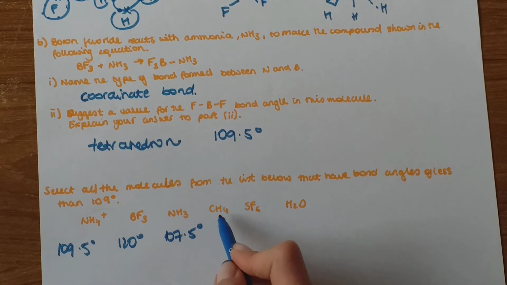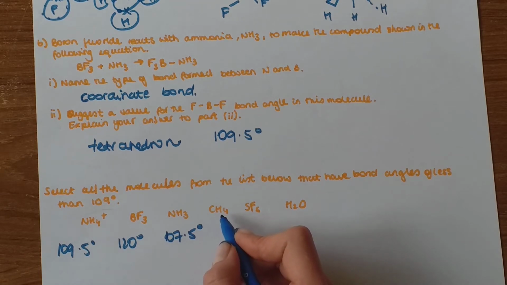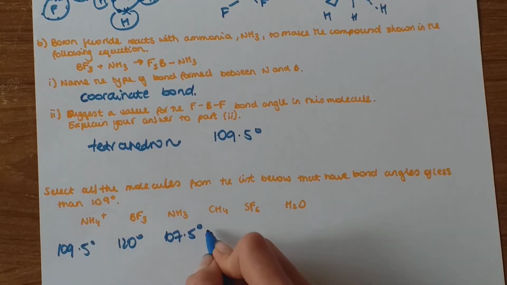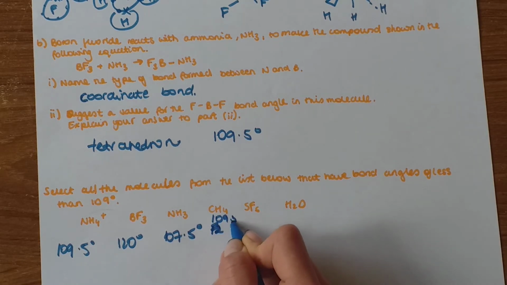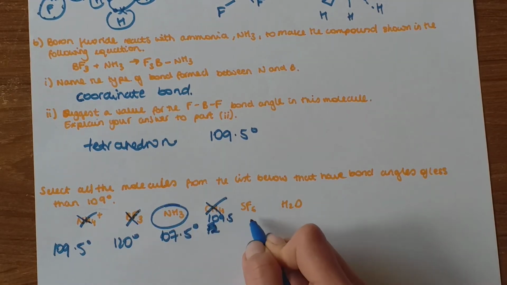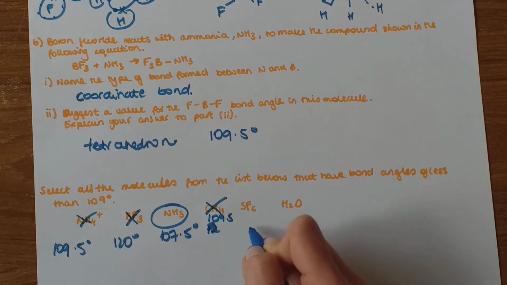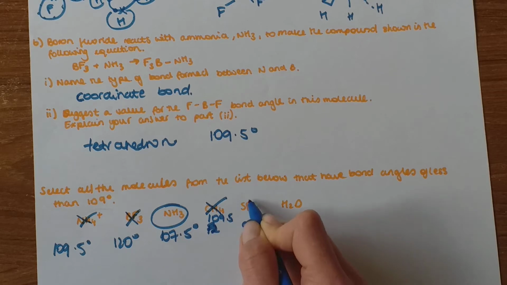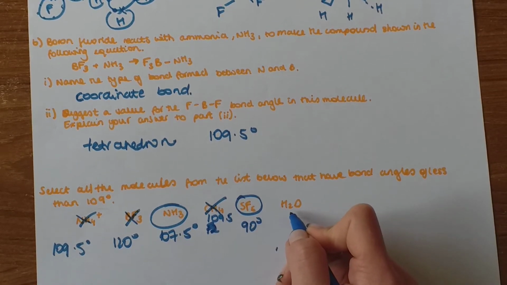Next, we have CH4. It's going to have 4 bonded pairs, no lone pairs, because carbon is in group 4, so it's going to have 4 outer electrons, which are going to be used by these hydrogens. So it's going to have 109.5. So this one's not, this one's not, this one's not, this one is. SF6, so it's going to be an octahedron. It's going to have 6 bonds, and the bond angles in an octahedron are 90 degrees. So yes. And the last one, H2O.